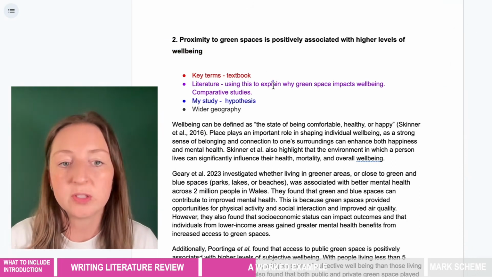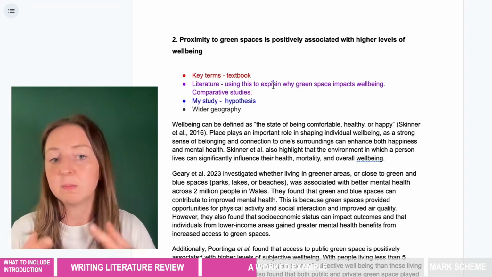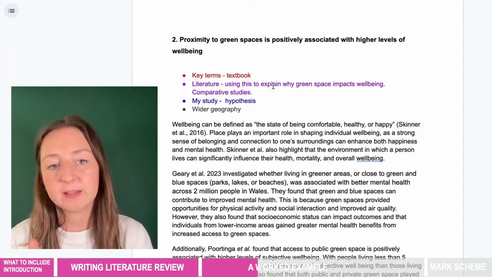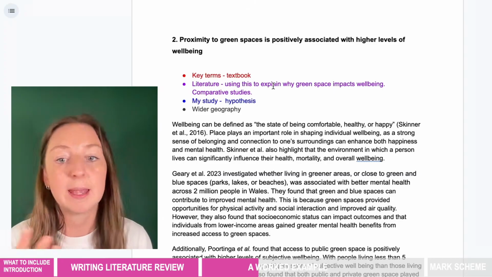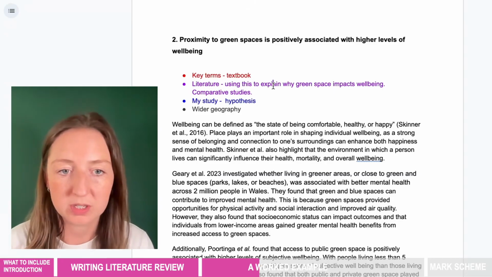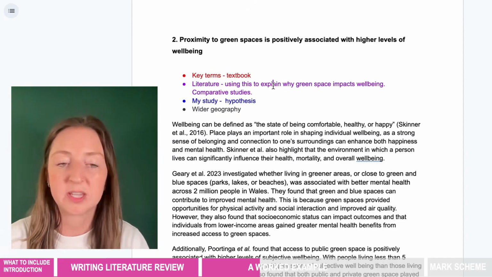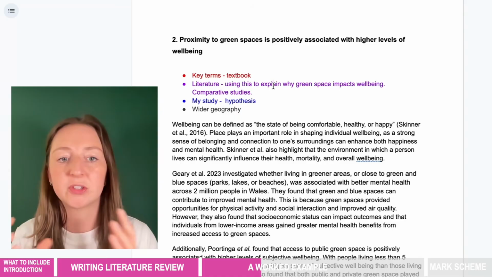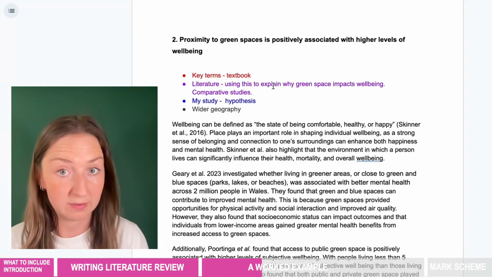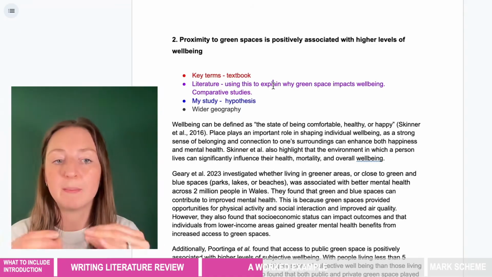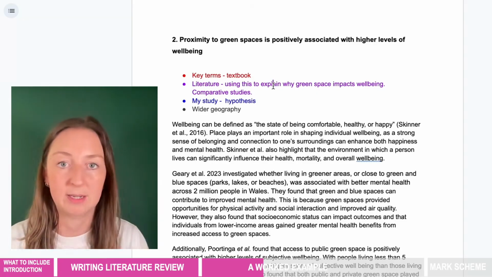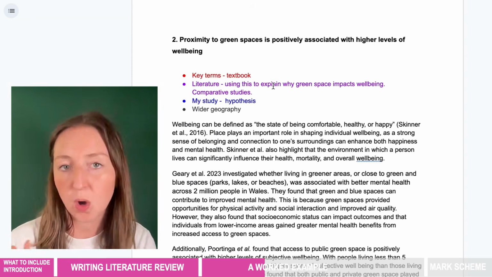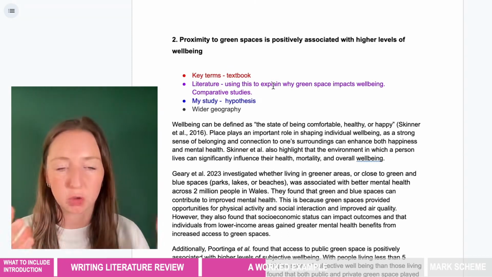I then also want to use literature. So I want to think about what has been said in geography, what has been researched before, using this literature to explain why green space impacts well-being. If possible, I want to link to comparative studies, because then I can use this later on in my report. I can compare my results to their results to see if they match or to see if they're similar. And then I want to make sure I'm linking the literature to my study and my hypotheses. And then I might want to link to the wider geography. So why is my investigation important for the geography community?